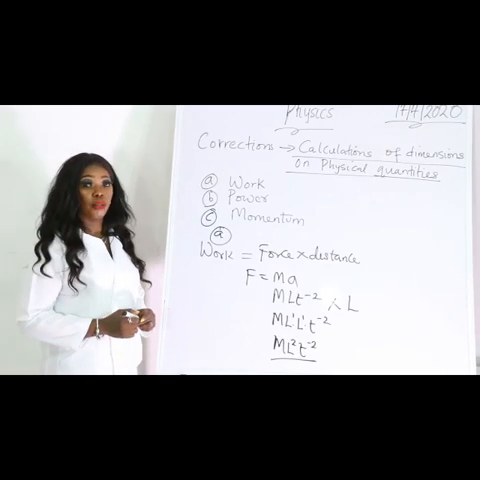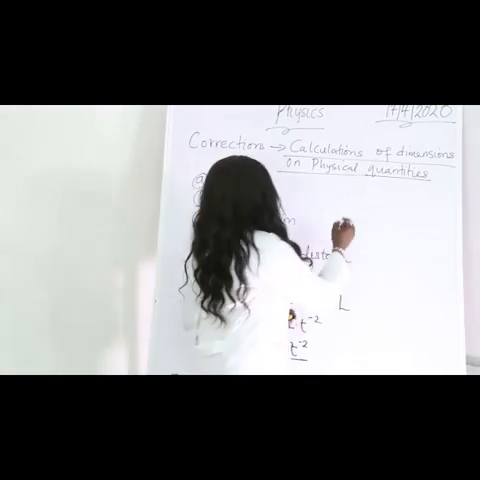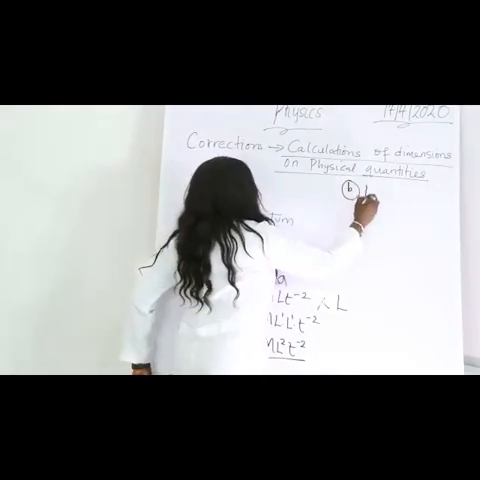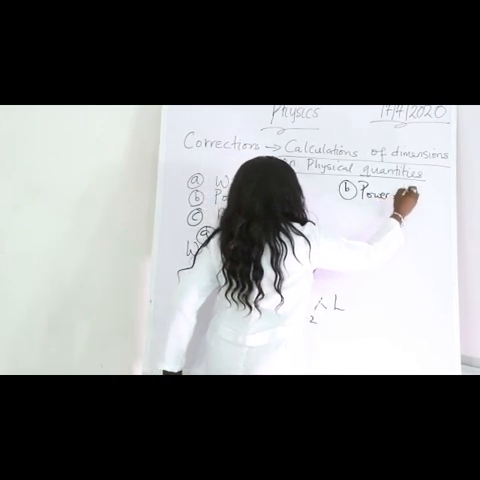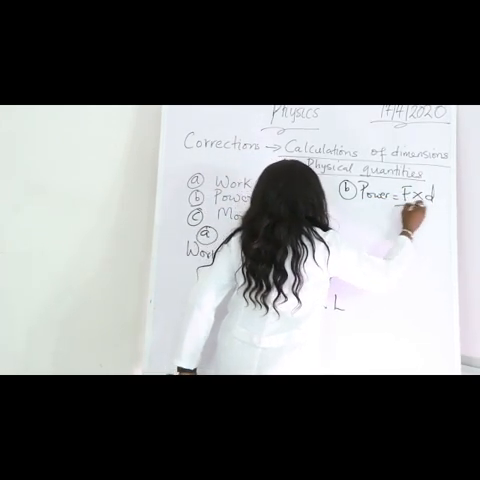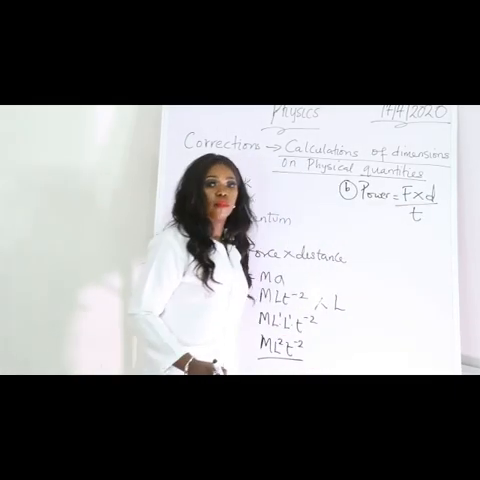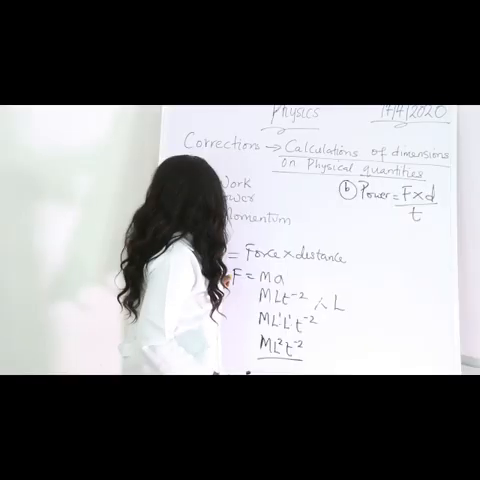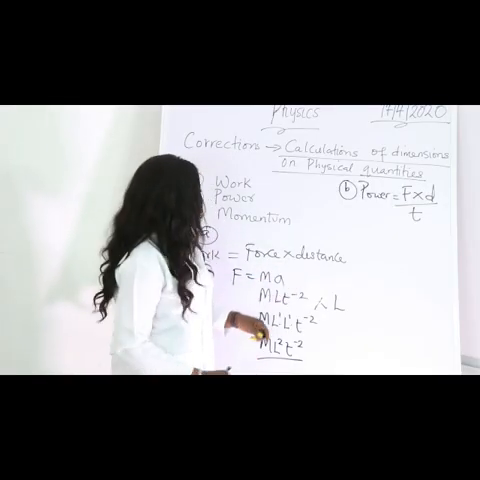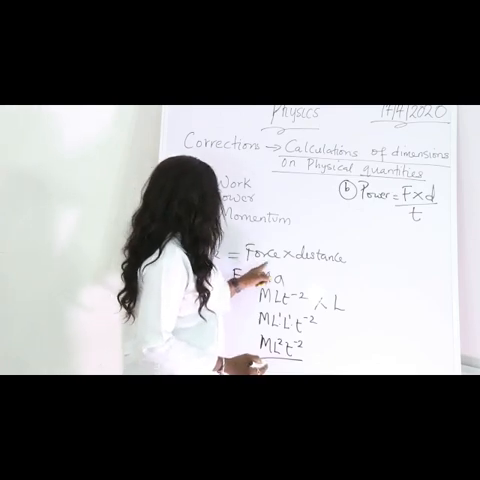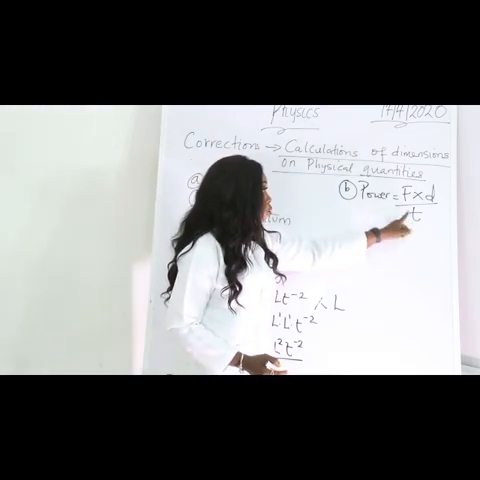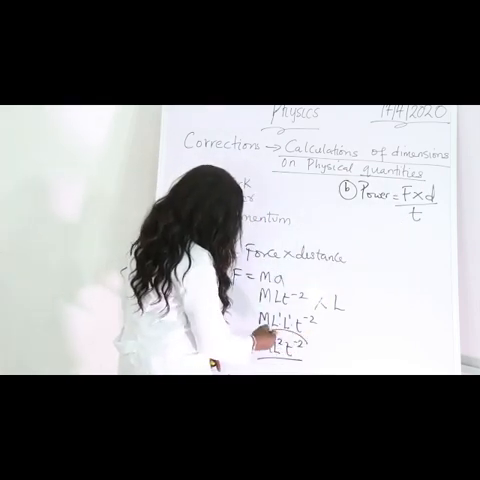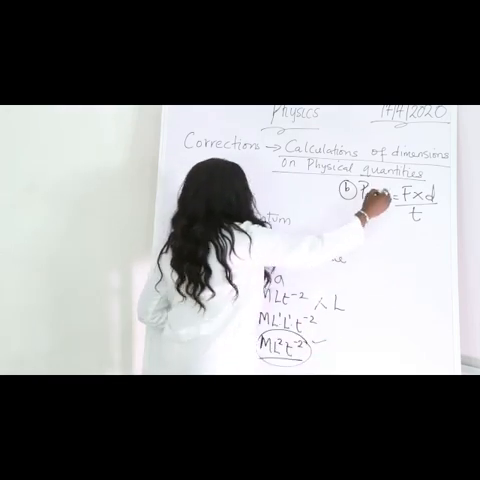We quickly want to go down to power. For power, we will be having that power is equal to force times distance, all divided by time. Already we have that work is equal to force times distance. It could also be stated as force times distance, all divided by time, which we rightly have here. So what we need to do is to imbibe this fellow here and move it down here.